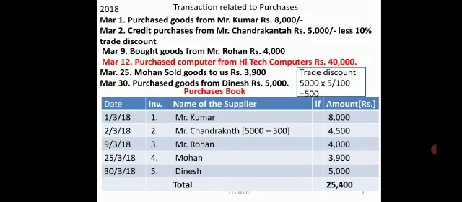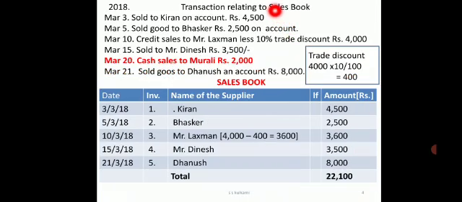Now the remaining transactions which are existing are relating to our sales book. So it says sold goods to Kiran 4,500, sold to Bhaskar 2,500, credit sales less 10% trade discount on 4,000 we have to calculate. Then Mr. Dinesh we have sold goods 3,500. Next we are having cash sales to Murli and sold goods to Dhanush on account 8,000. So now we'll prepare the sales book. The name of the customer is to be written, by mistake it is name of supplier, here it should be the name of customer.